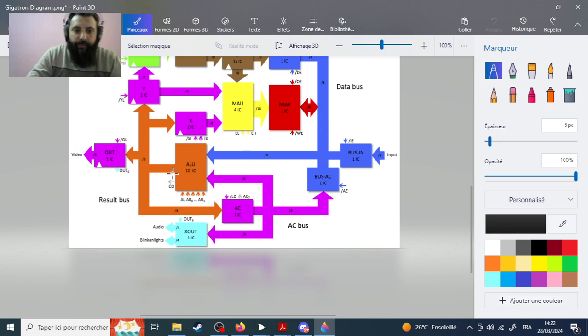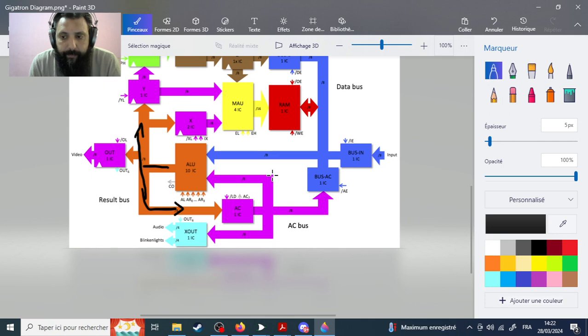Okay, can you talk about this bus, the result bus, the orange or brown bus? It's not very visible. Let's say the orange bus. I think it is the result bus. It contains the result, the main result. Okay, let's continue.